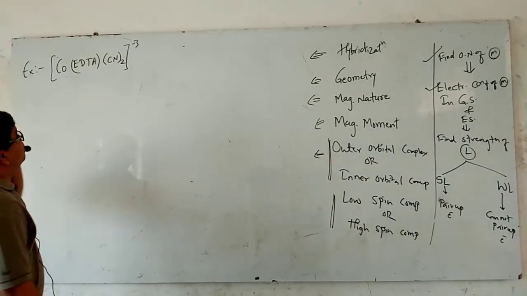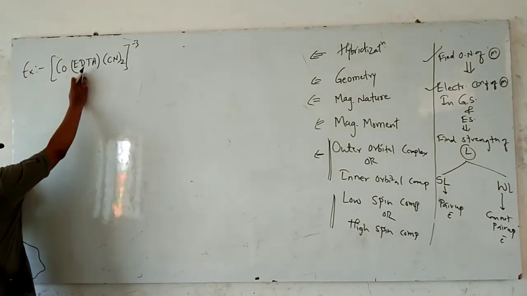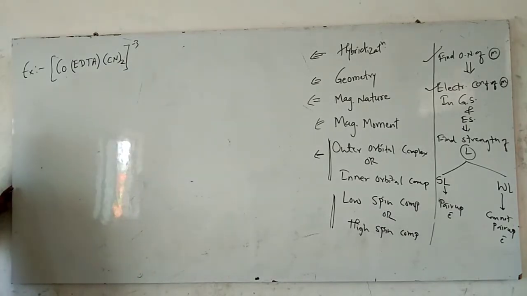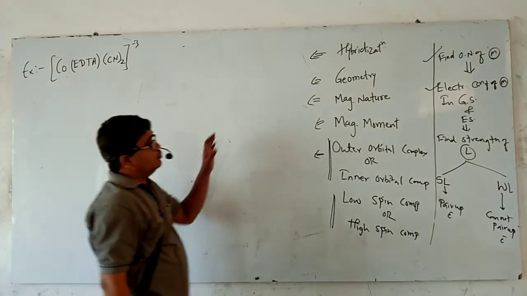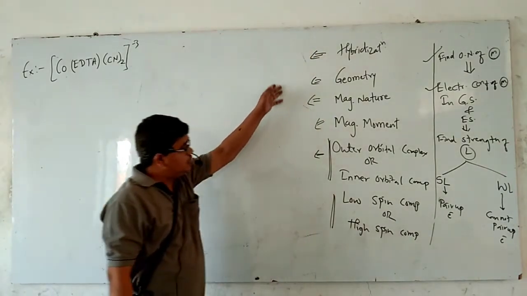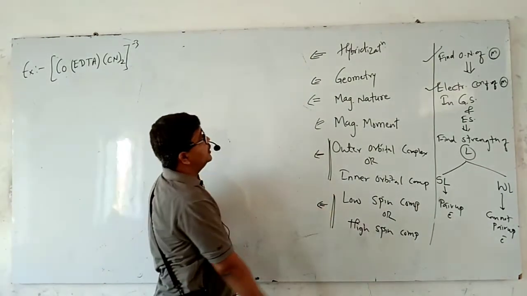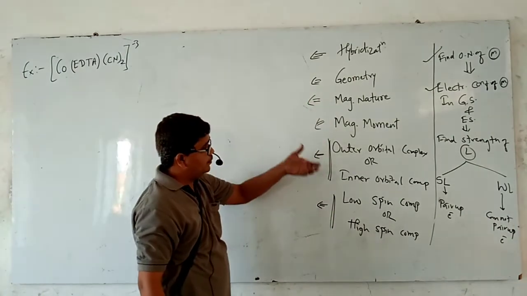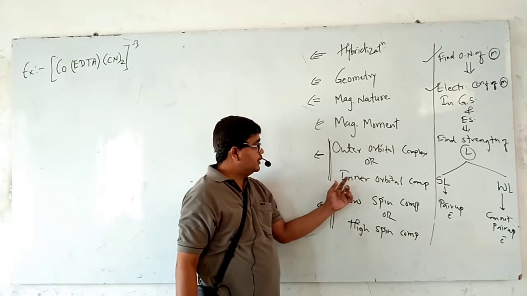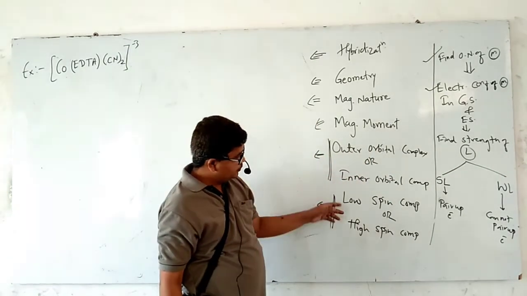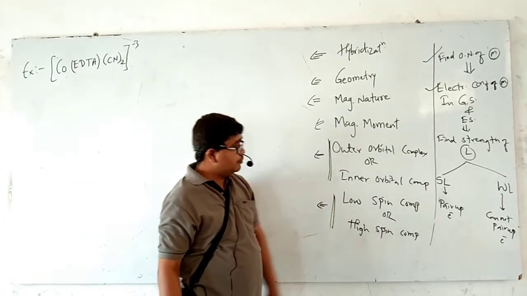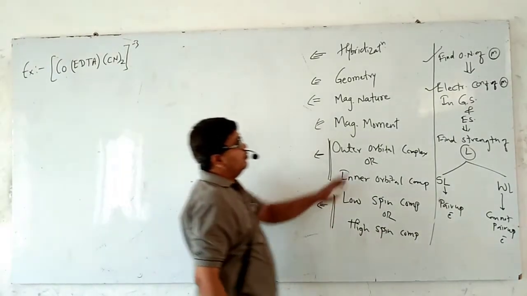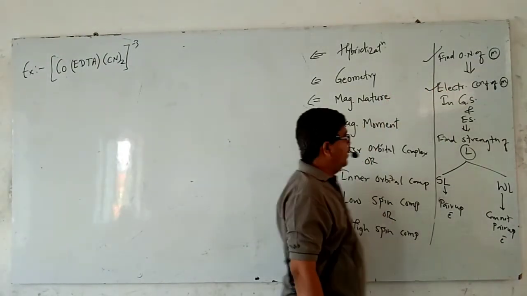Okay. Now next example is [Co(EDTA)(CN)2] on the complex -3. Again, for the same complex, we are going to answer these points: hybridization, geometry, magnetic nature, magnetic moment, whether the complex is outer orbital complex or inner orbital complex, and last, whether the complex is low spin or high spin. Okay. Now, the first step is find out oxidation number of metal atom.